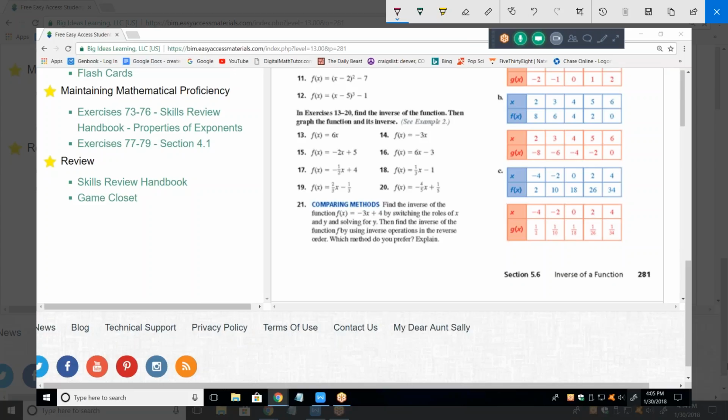So find the inverse. Tell me what steps I should write. I'm going to do it over here on the left. So what's the first thing I have to write? y equals -3x. Okay, what's the next thing I have to do? Divide by -3. Oh, switch the variables.